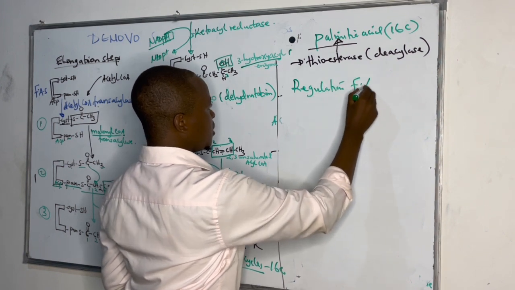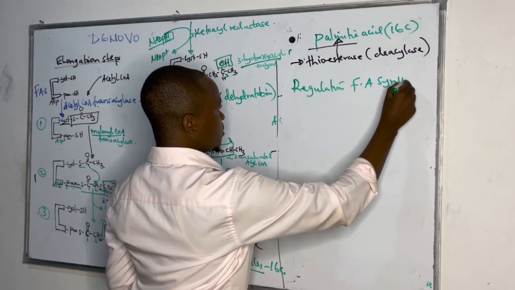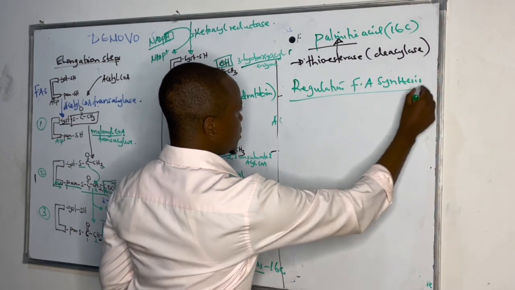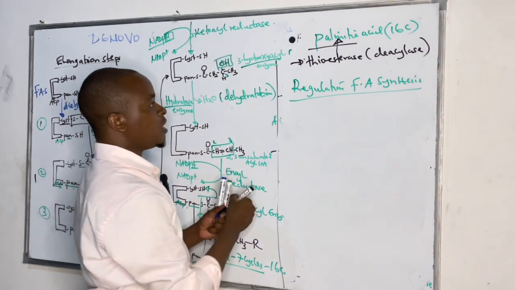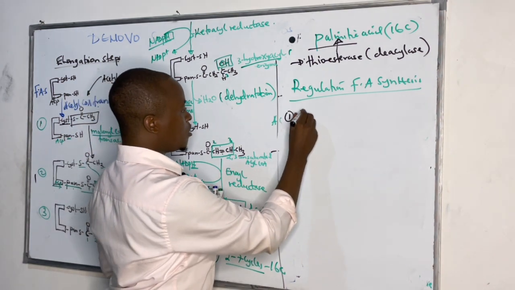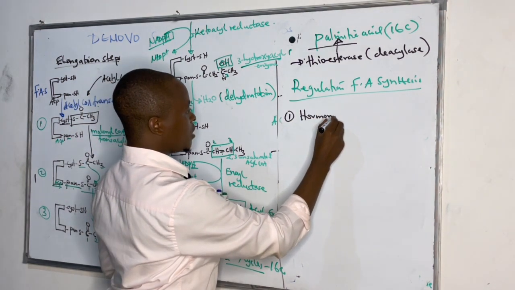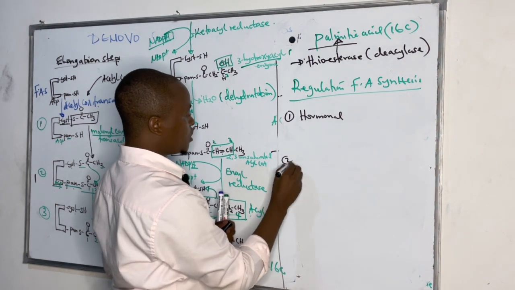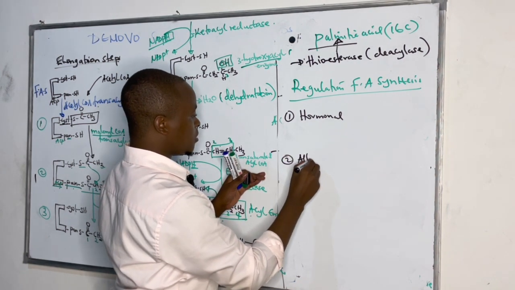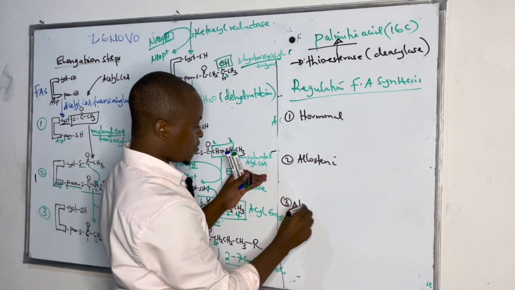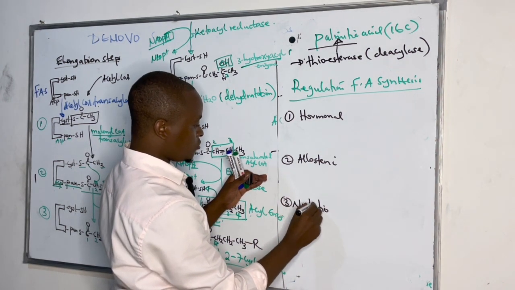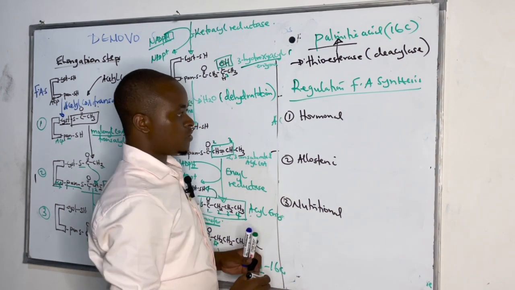Regulation of fatty acid synthesis. How is it regulated in the body? It is regulated in 3 ways: number 1, hormonal regulation; number 2, allosteric regulation; and number 3, regulation according to the nutritional requirements.